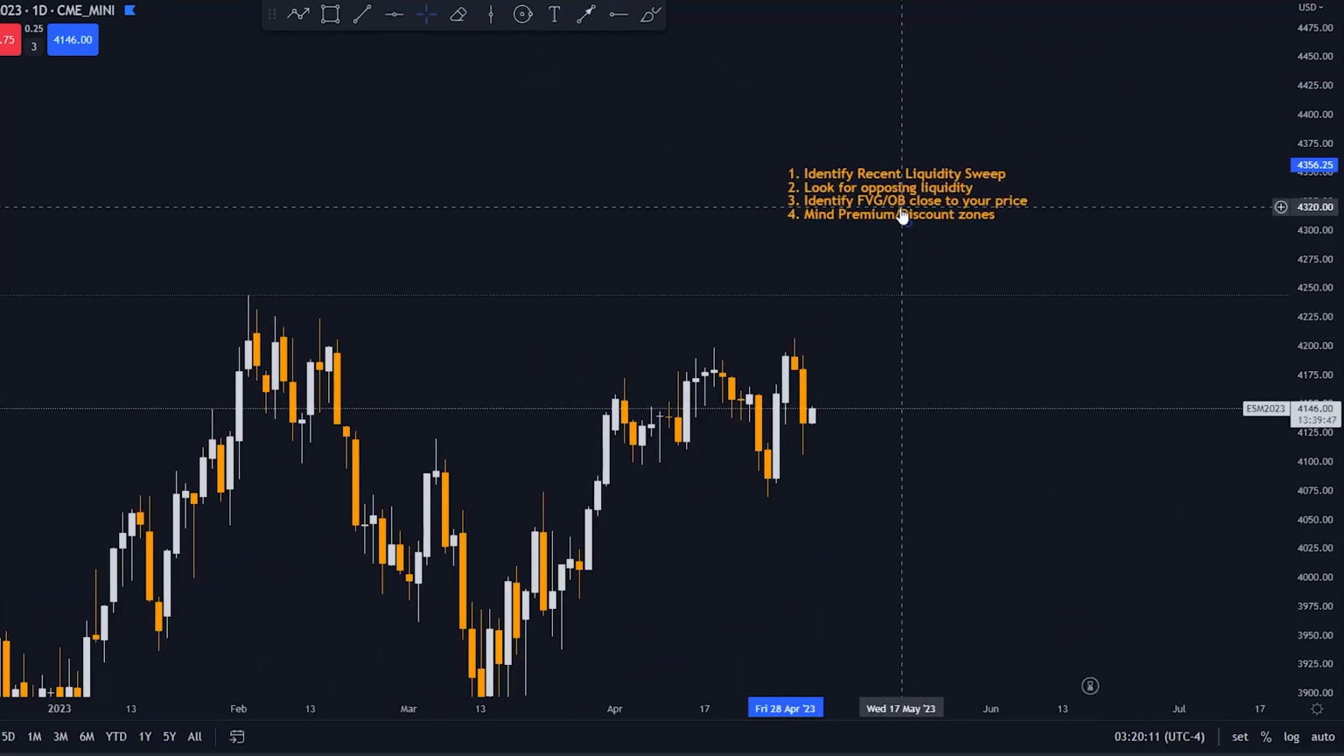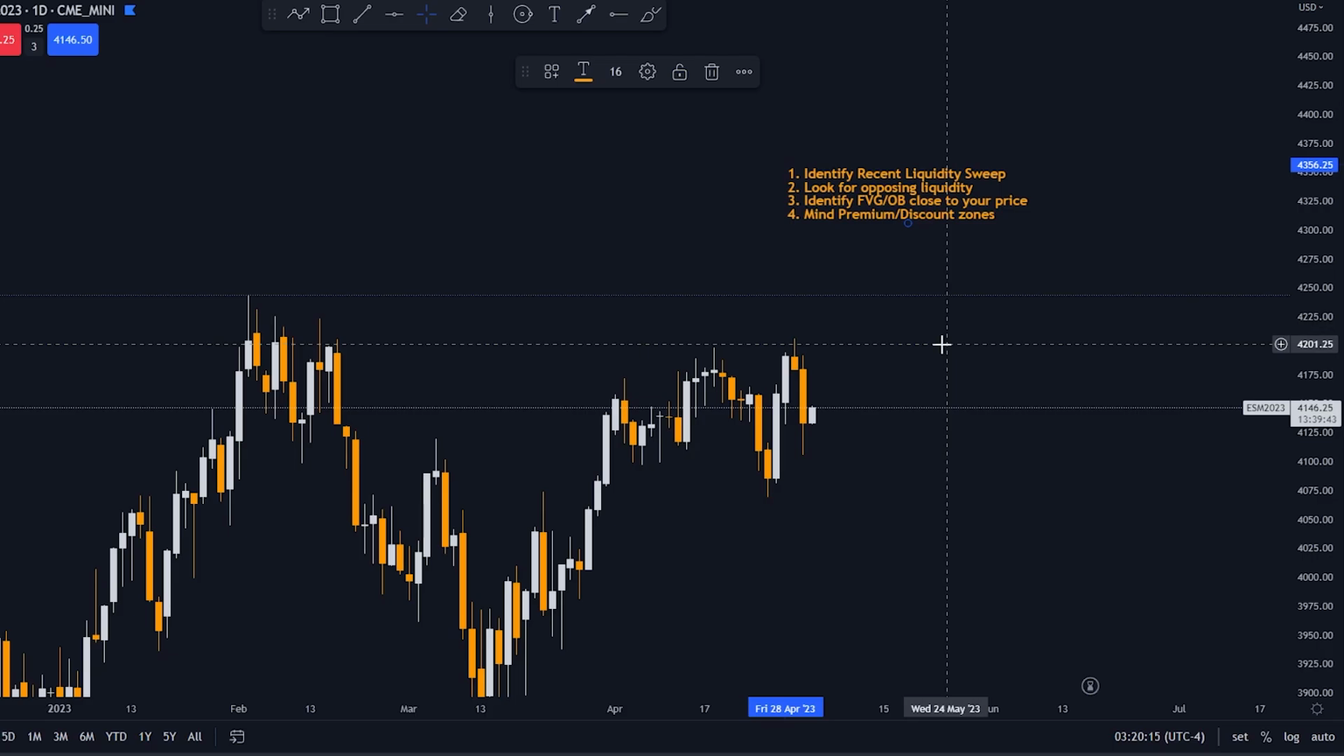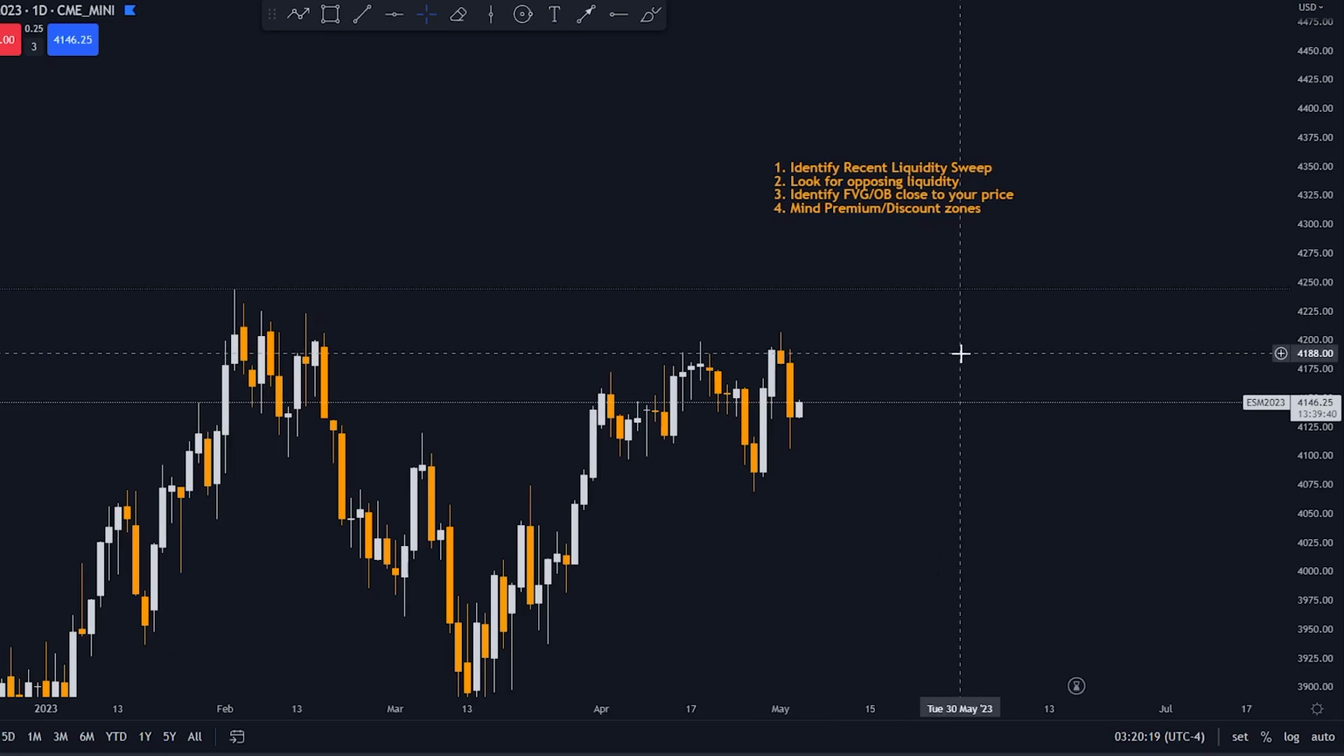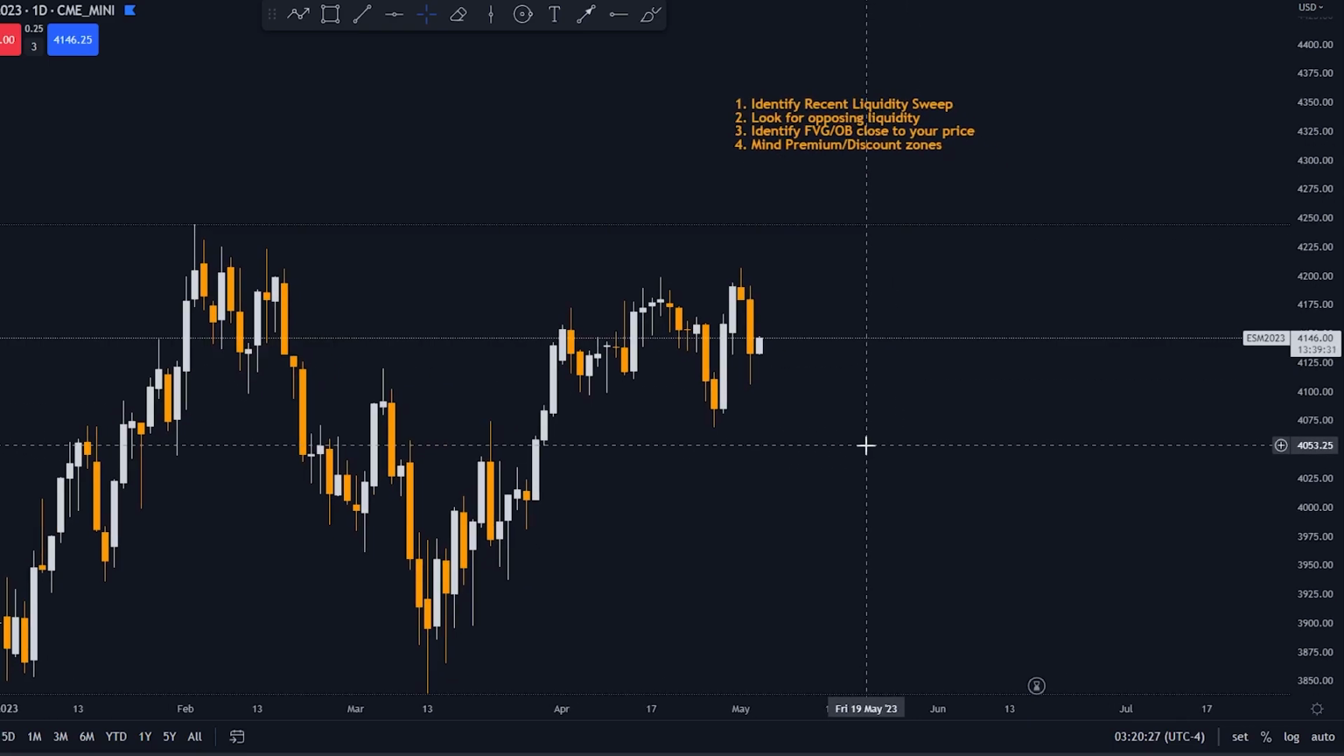So these are the 4 simple things you have to understand when looking for daily bias. You need to first identify recent liquidity sweep. And for those that don't know what liquidity is, it's basically the place where people have their stop losses and recent highs and lows. It's very simple.